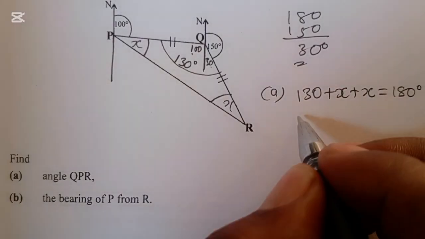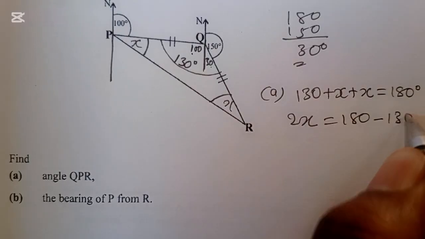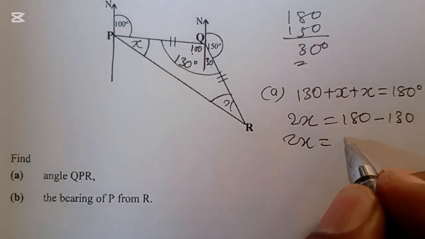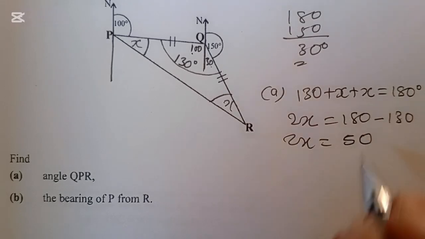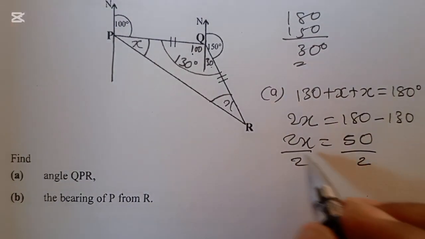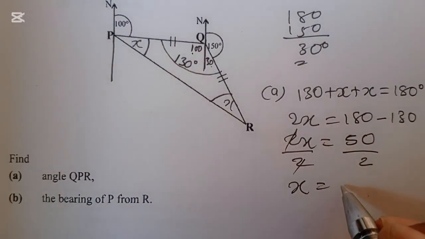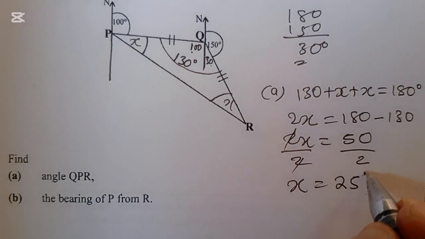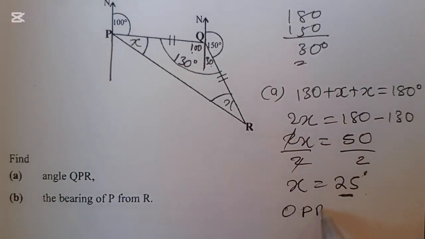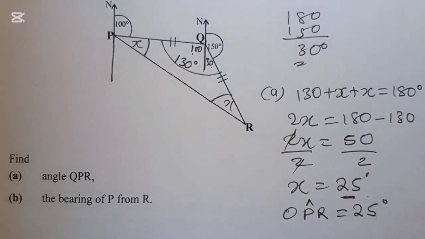So x plus x, 2x. 2x is equal to 180 minus 130. We are going to have 50 degrees. So over 2, x is equal to 25. So 25 degrees. So angle QPR is equal to 25 degrees.